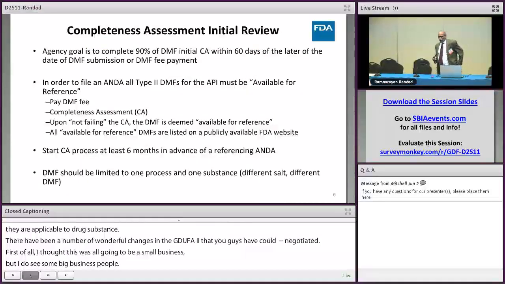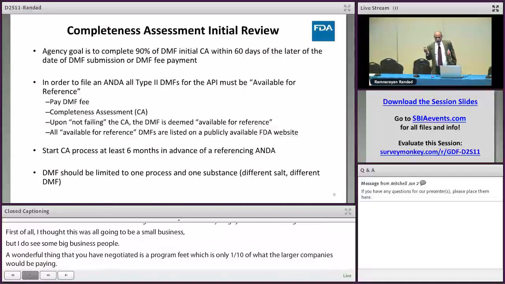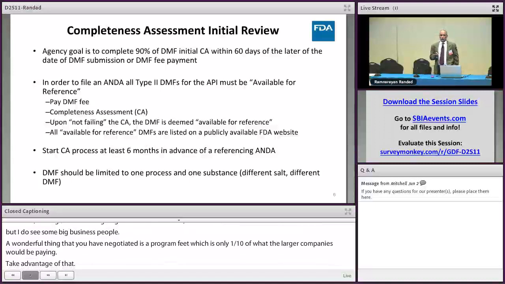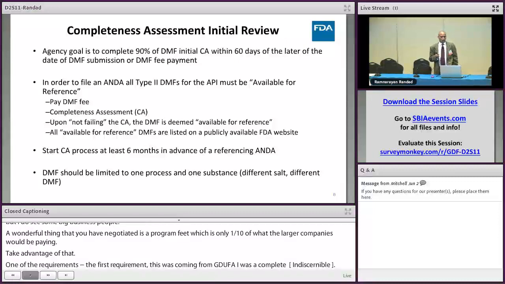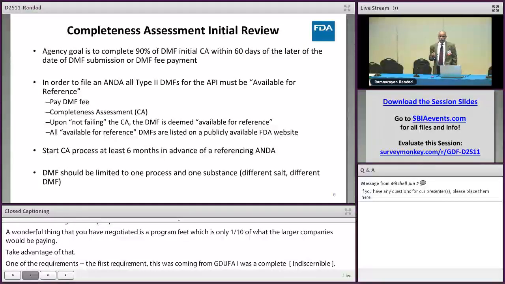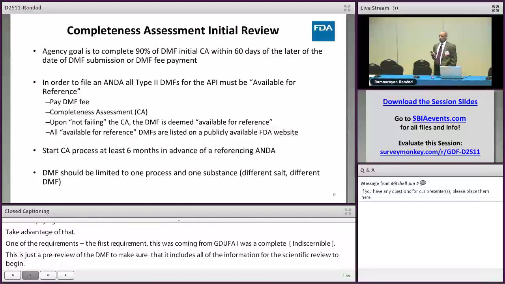The first requirement, which was coming from GDUFA I, was the completeness assessment. Completeness assessment is just a pre-review of the DMF to make sure that it includes all the information for a scientific review to begin. And what is new in GDUFA II is that we have to complete 90% of the completeness assessments in 60 days. We are doing very well. I don't think we have missed any dates there so far.